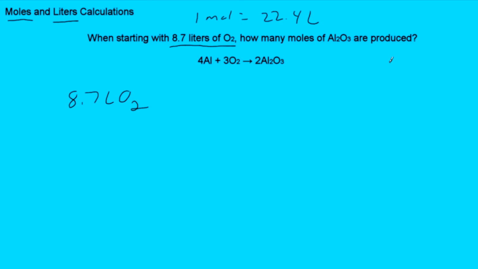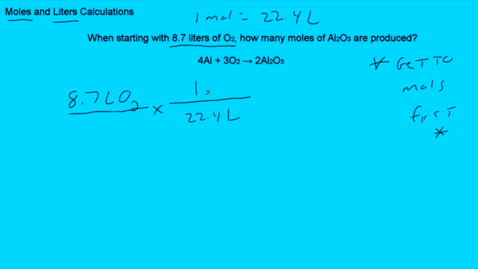Okay, and what is our main rule? Get to moles first. Get to moles first. Very important. Okay, so how do we convert liters to moles? We use this up here. So if this is liters of oxygen, we want the 22.4 liters on the bottom is equivalent to 1 mole. This is how we convert liters to moles.